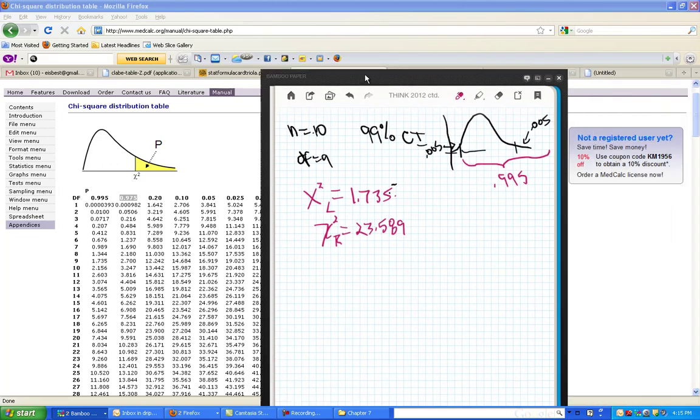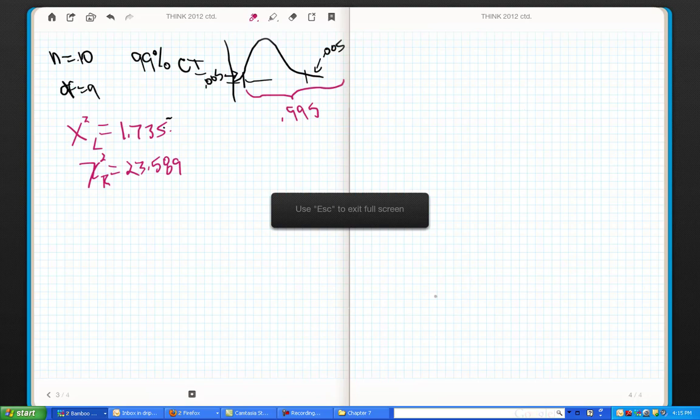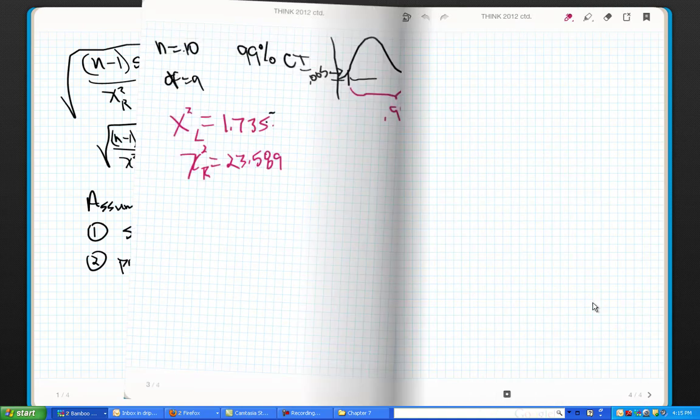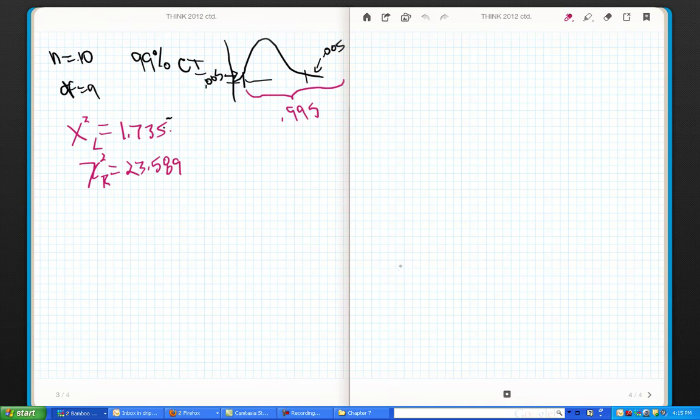Now remember, over here, let me go back here. I'm not going to go through the whole painful process, but look. Chi-squared left there is 1.73. Chi-squared left here is 2.7. So what I've done is I've shifted down, just like you would expect. I would also expect, if I wanted my confidence interval to be bigger, right? Remember, the more confident, the bigger the interval needs to be. I would expect my chi-squared right to shift up. Well, I went from 19.023 to 23.589.